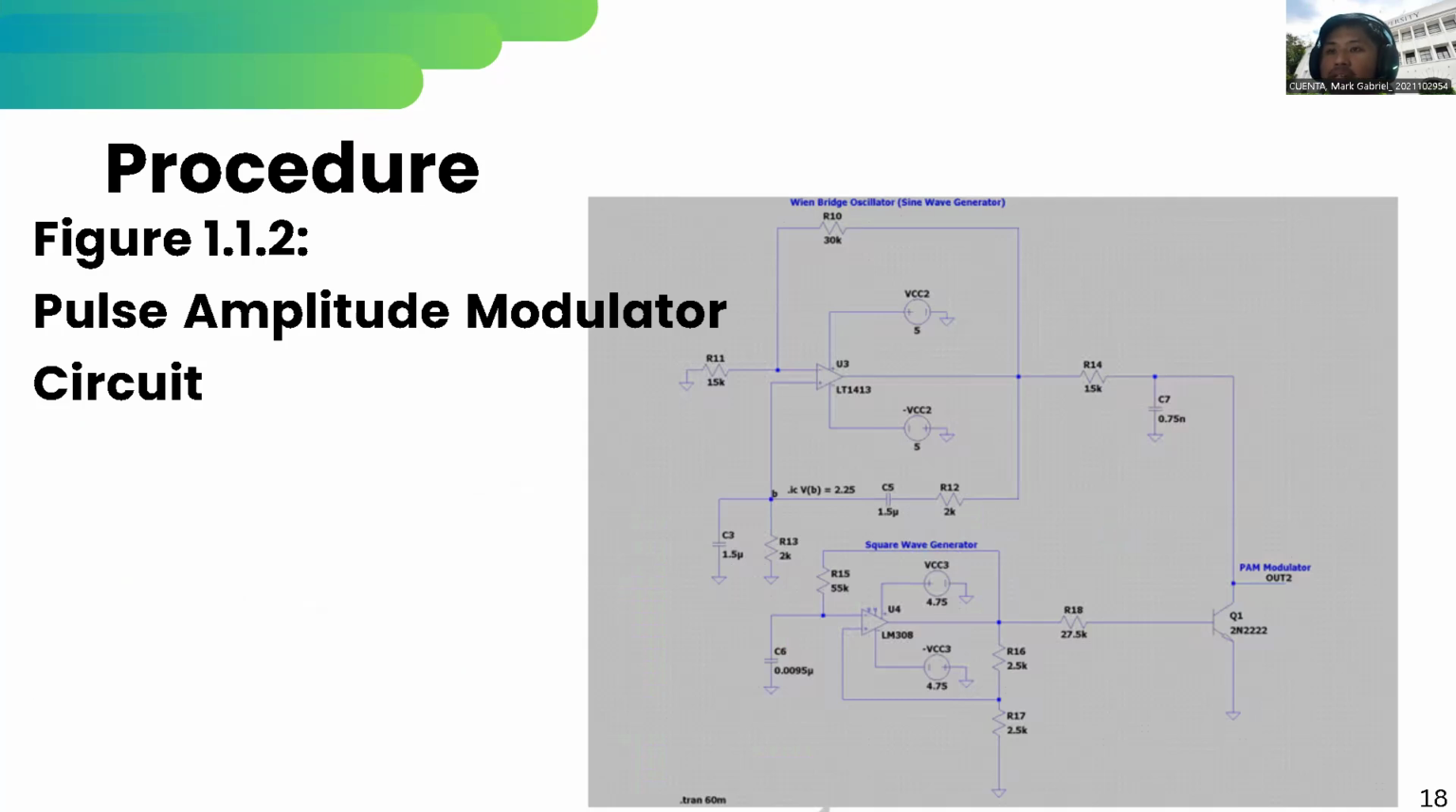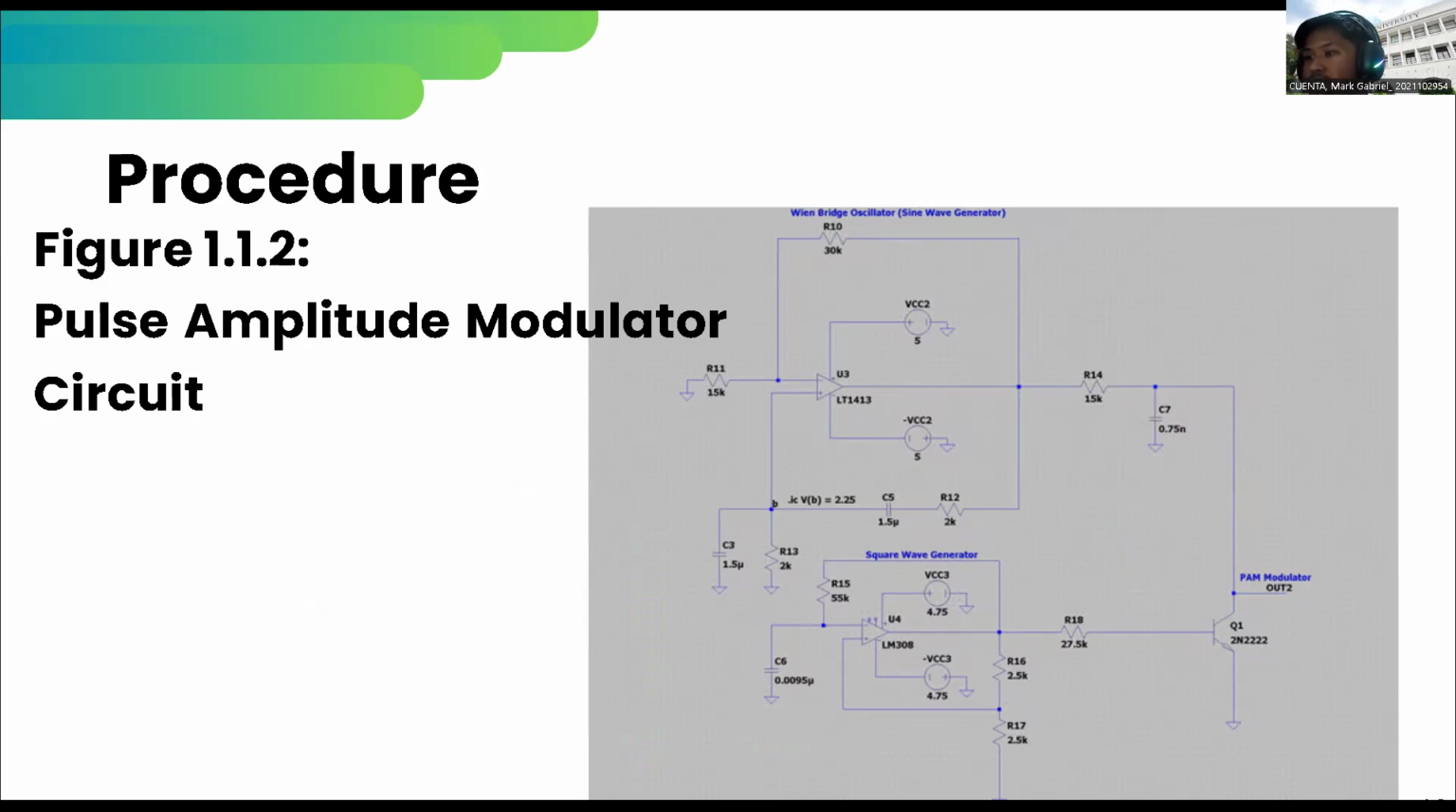Moving on to the procedure for Figure 1.1.2, we can see the pulse amplitude modulator circuit. This figure shows the schematic diagram of the pulse amplitude modulator circuit. I used the LTspice application to create the given circuit in the laboratory report format. The Wien bridge oscillator functions as the sine wave generator, which is then fed onto the square wave generator. The square wave generator then produces the sampling signal, in which an NPN transistor has the square wave applied to the base and the sine wave connected to the collector.